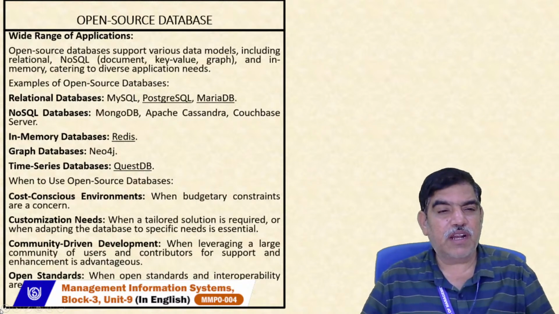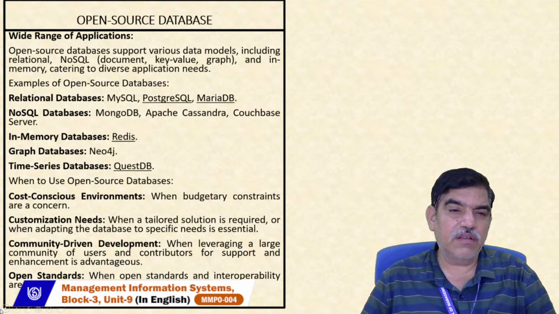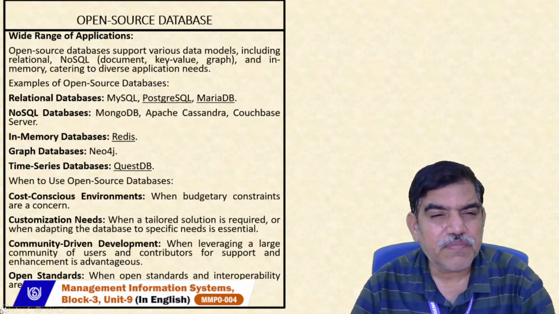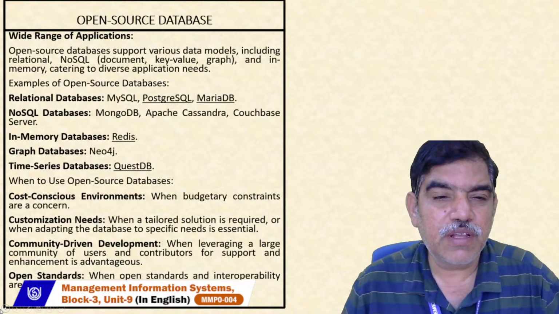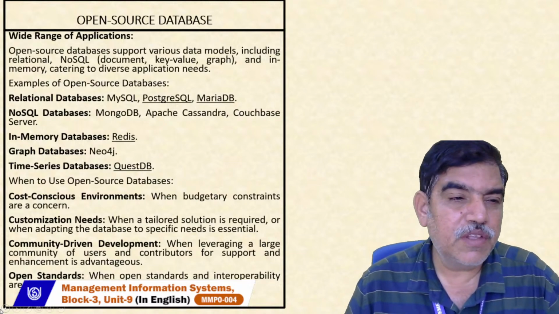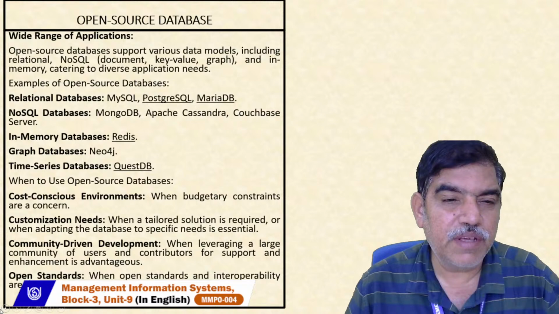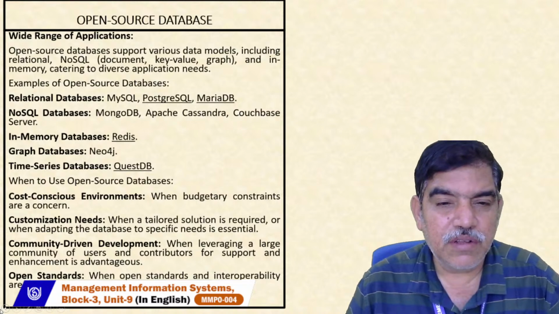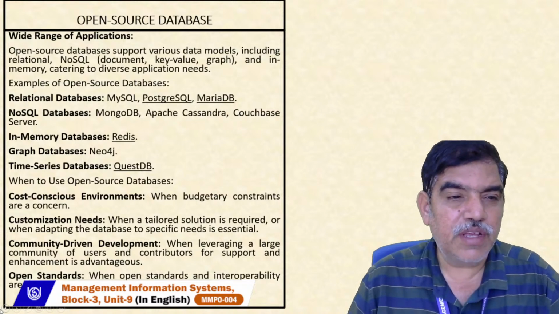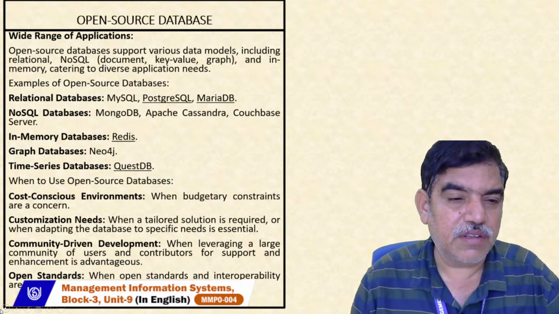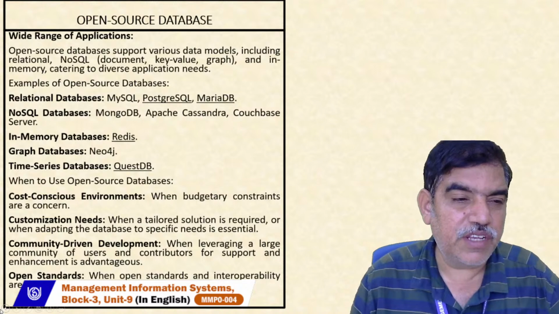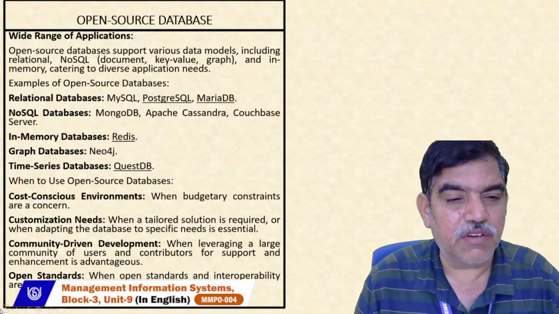So there are different examples we mentioned here. The first one is a relational database, that is MySQL. So we consider here MySQL, PostgreSQL, MariaDB. NoSQL databases, MongoDB, Apache, and Couchbase Server. In memory database, Redis. Graph database, Neo4j. And time series database is QuestDB.